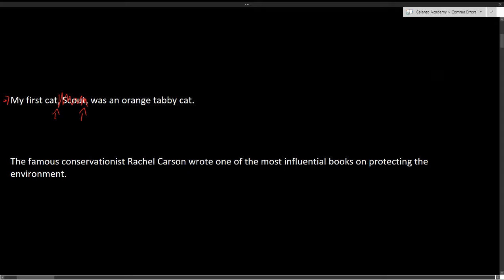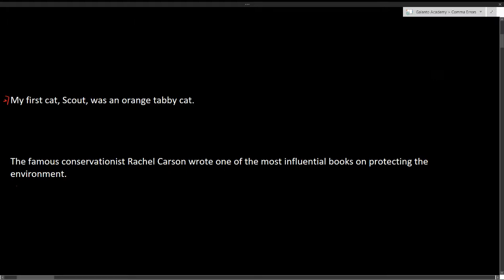But more importantly, we wouldn't lose any meaning to the sentence, and our reader would clearly still understand who we are talking about here. Because I don't have two first cats. My first cat was an orange tabby cat. And so I've made it clear who I'm talking about, and whether or not that name is included, the reader will still understand the meaning. So that's why we would absolutely need those commas there.